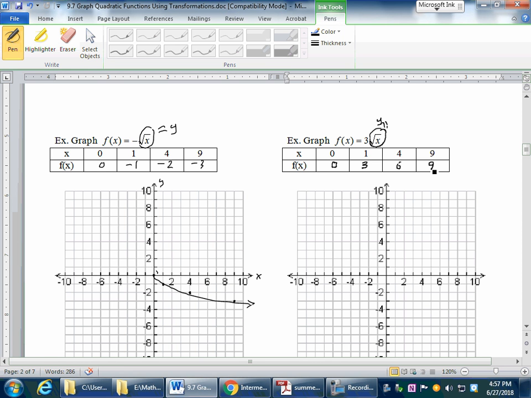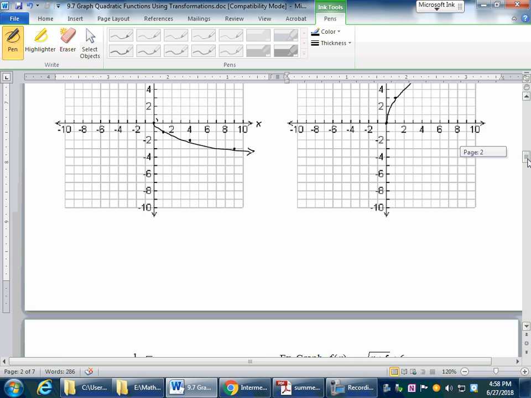So notice that what happened is your graph will become, here's a 0. And then 1 is 1. It now is stretched by a factor of 3. So up 3. And then 4 will be 6. And then 9 will be 9. So what happened is your square root graph is vertically stretched up by a factor of 3. So notice that the graph is not flat anymore. It shoots up higher and faster. That is when you multiply by a number that is greater than 1.